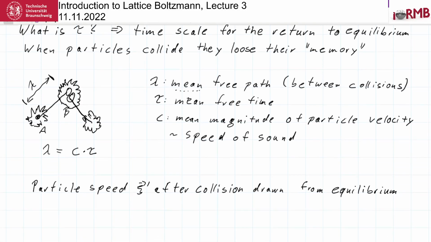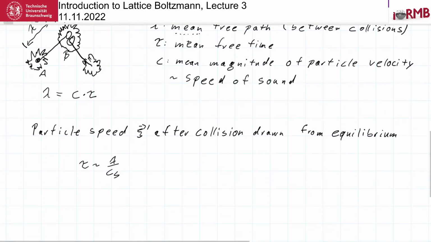Now this tau, as has been indicated here, is proportional to lambda divided by Cs, where Cs is related to the speed of sound by the thermal speed, the magnitude of the particle's velocity c, by a constant of order 1. Okay, so this is the mean free path.